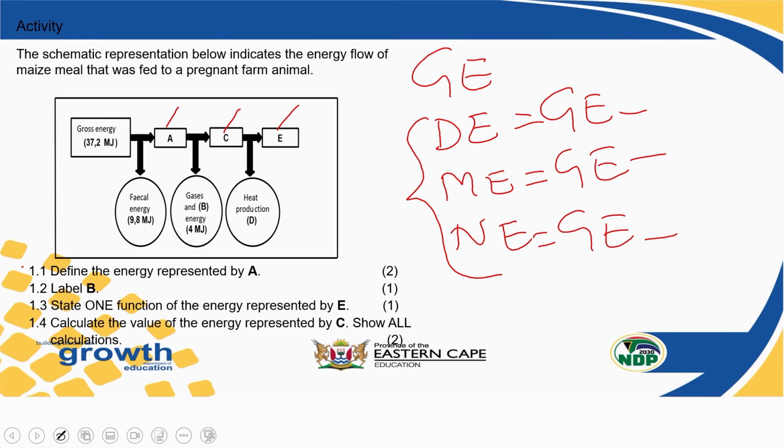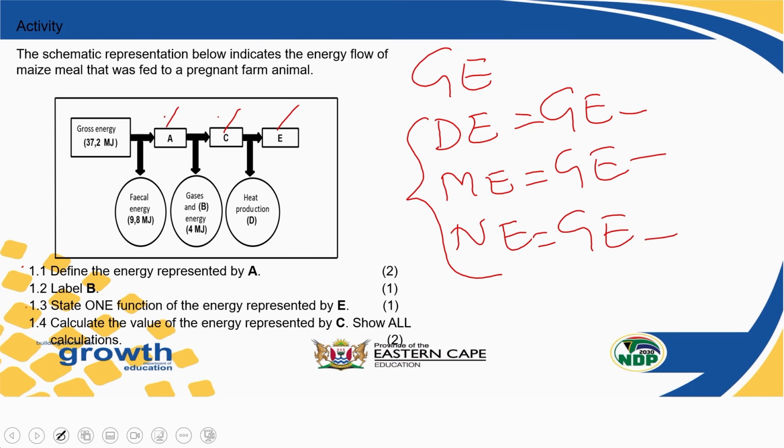1.2, label B, gases and dash energy. You know, we said gases and urine. 1.3, state one function of energy represented by E, that is the net energy. 1.4, calculate the value of the energy represented by C and show all your calculations. Energy represented by A is digestible energy. Energy represented by C is metabolic energy. Now let us go to the answers.